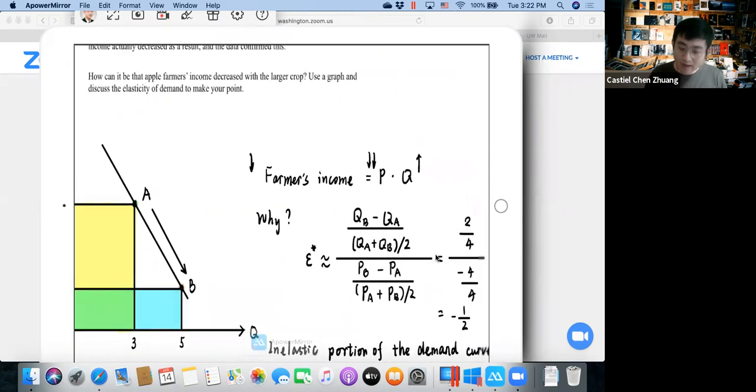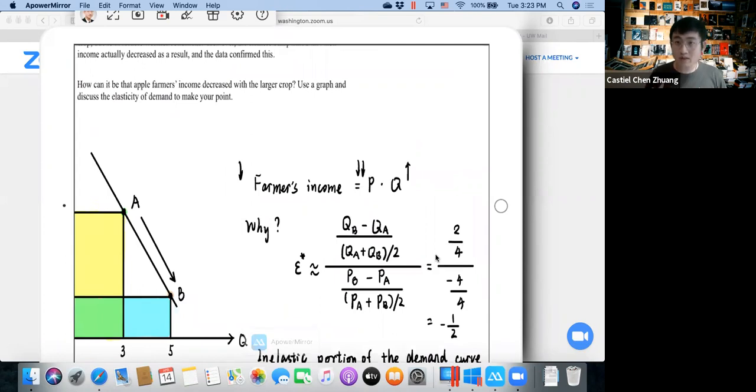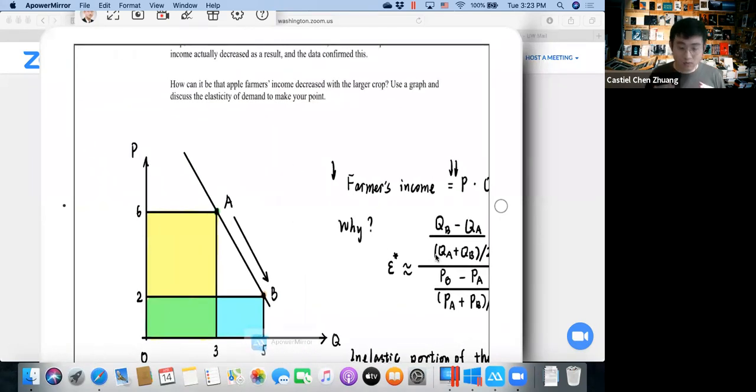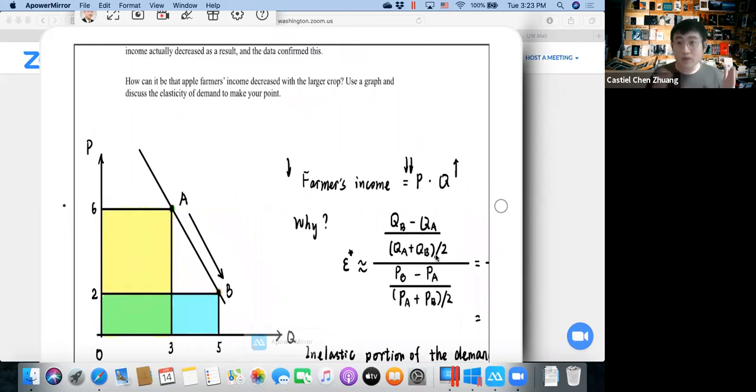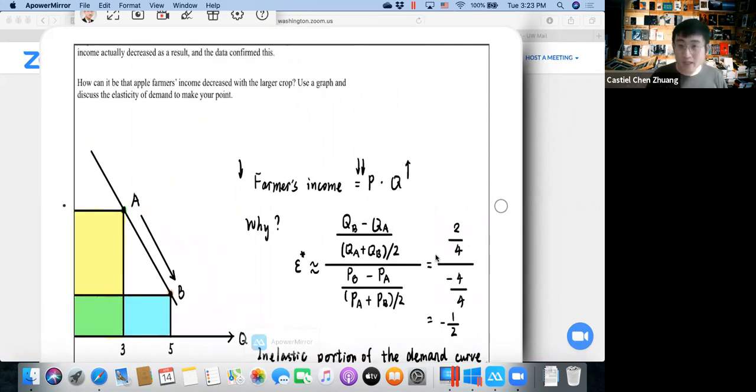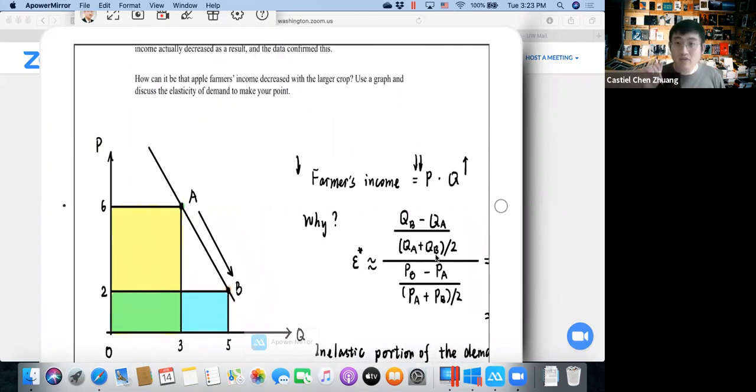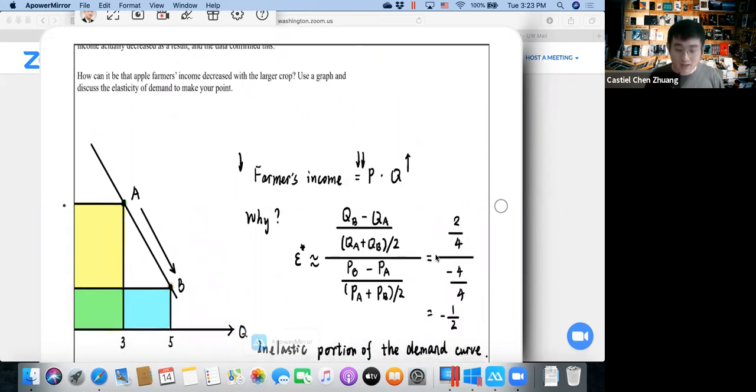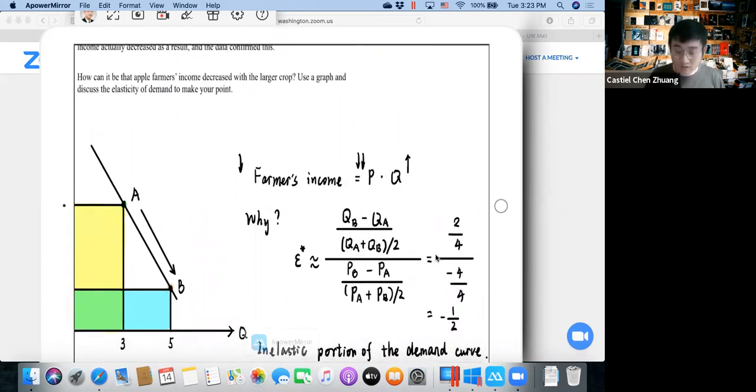I would like to bring back the midpoint formula for calculating the elasticity within a range. So we are moving from point A to point B, and then we would like to know the average elasticity between A and B. And to do that, because we know that from A to B, the elasticity is changing, right? So every point will give you a different elasticity, but we are interested in the average elasticity. So we use the midpoint formula, which is given by this, okay?